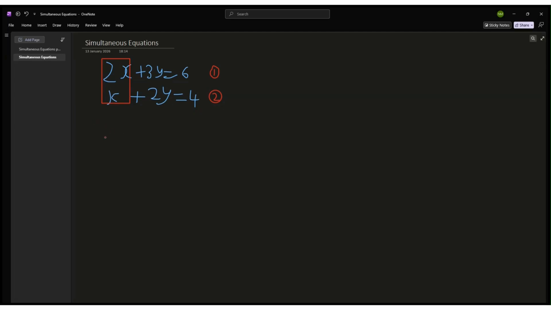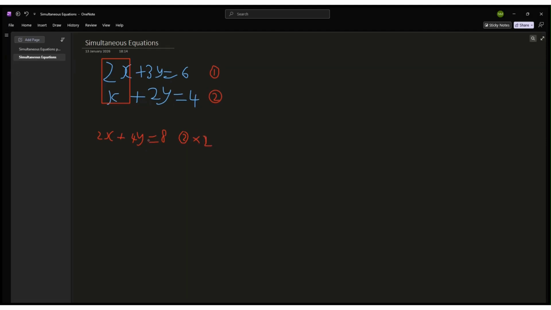So x times by 2 is 2x. And then we're going to have plus 4y. And 4 times by 2 is 8. So we're going to have 8. So this is 2 times by 2, not 2 times by 1.